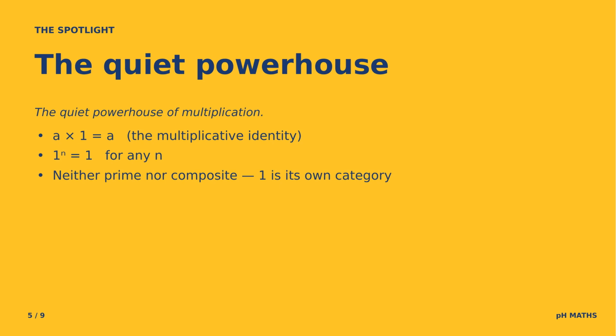The quiet powerhouse of multiplication. 3 things make 1 special. 1. A times 1 is A for any number. 2. 1 to any power is 1. And 3. 1 is neither prime nor composite. It's in its own category. And that third point is the one that students get wrong. Do not say 1 is prime, because it's not. It's the multiplicative identity, and that is a category of one number only.